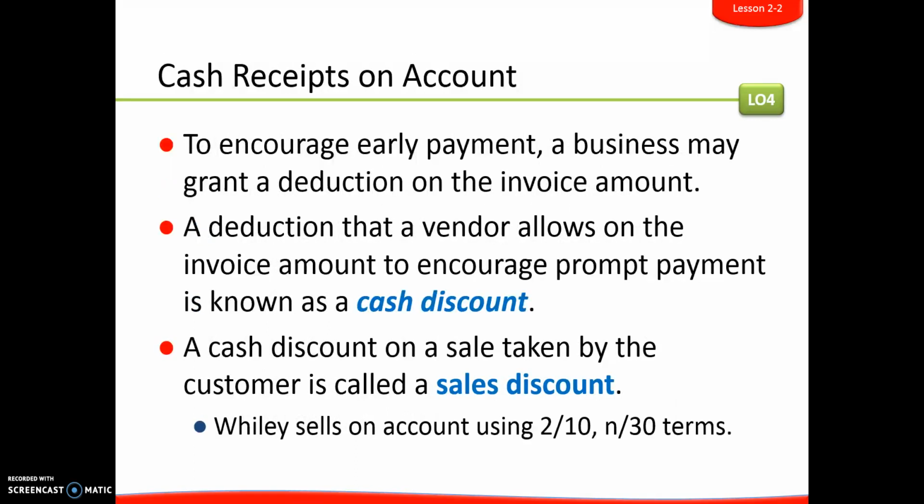In order to encourage an early payment, a business may grant a deduction on the invoice amount. That deduction that a vendor allows for the invoice to encourage prompt payment, we refer to as a cash discount. Now, a cash discount that's taken on a sale, we refer to as a sales discount. So if Wiley is the business making the sale, we refer to it as a sales discount. If Wiley was the one making the purchase, we refer to it as a purchases discount. Cash discount is just the overarching umbrella. It just depends on whether you're making the sale or making the purchase.